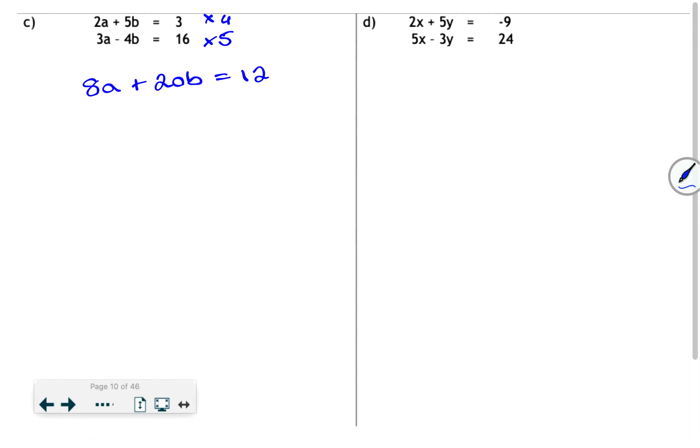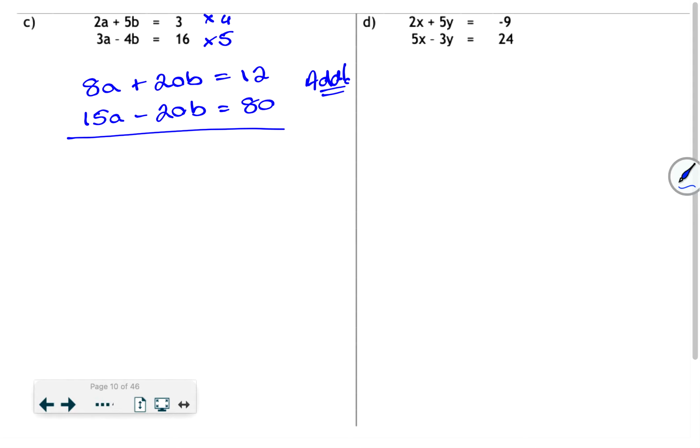And multiply the bottom variables by 5. So I get 15a minus 20b is equal to 5 times 16, which is 80. So I've got different signs. When we have different signs, we're going to add. So add the equations together.